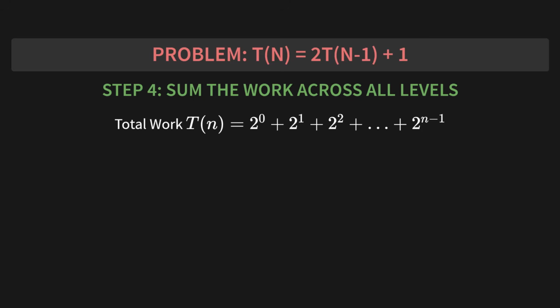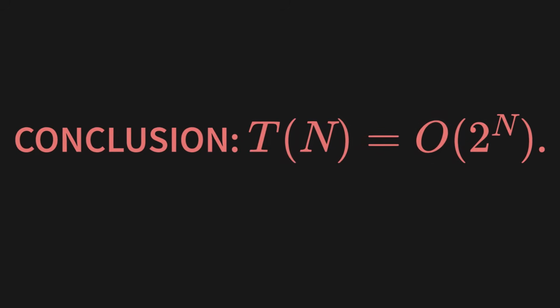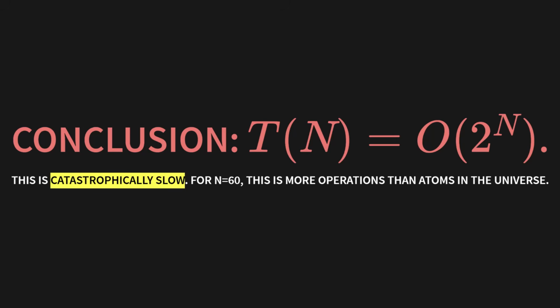This is a classic geometric series, and the sum of this series is 2 to the n minus 1 divided by 2 minus 1. That simplifies beautifully. T of n equals 2 to the power of n minus 1. So what's our conclusion? T of n is O of 2 to the n. This is catastrophically slow. For an input of n equals 60, this is more operations than there are atoms in the known universe.